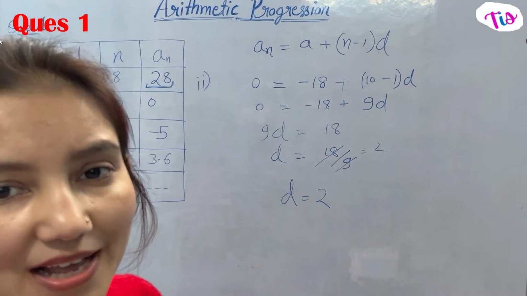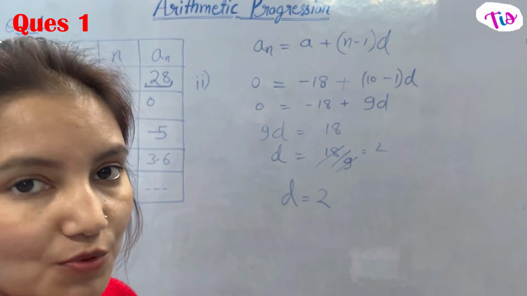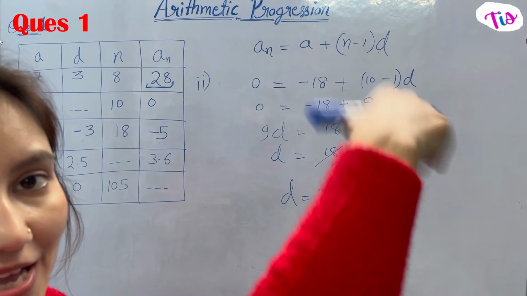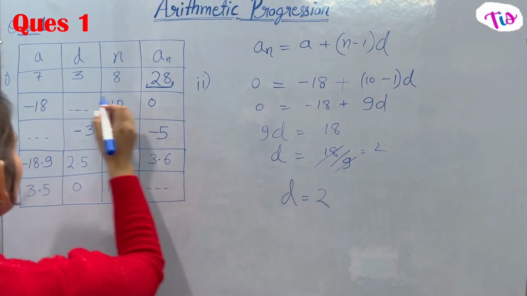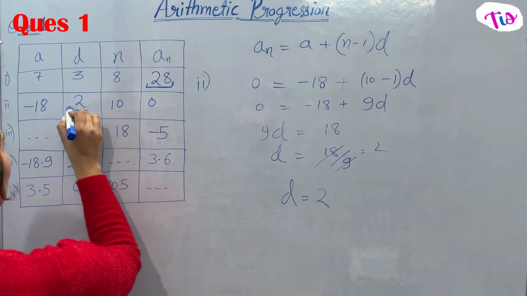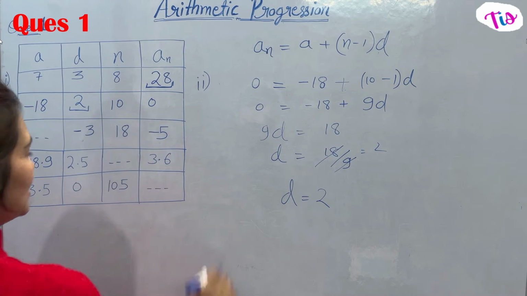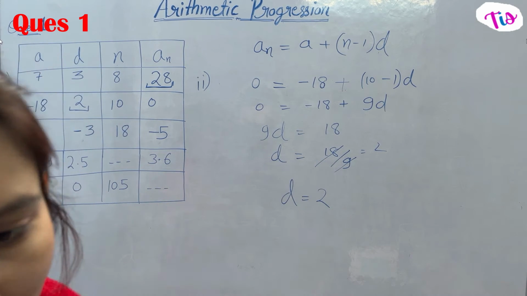You just need to put the values and solve it. It's as simple as that. You are given some values, put the values in this formula and solve for the unknown. So d here is 2. We got our answer for the second part as well. Let's move to the third part.